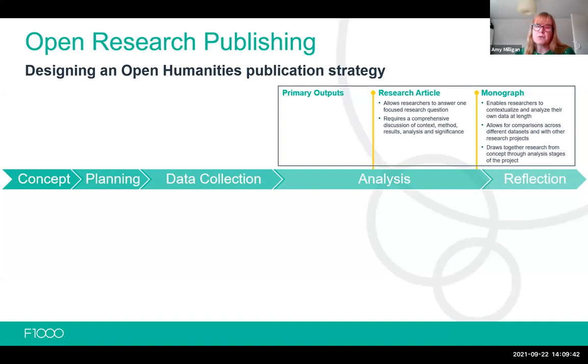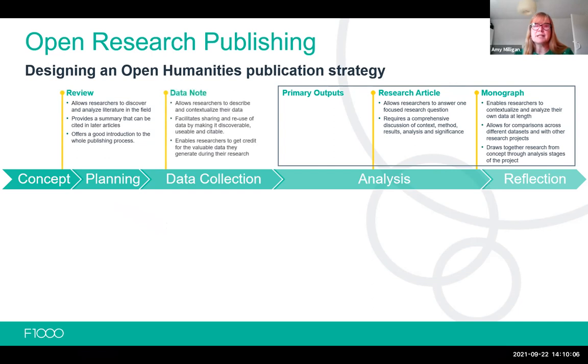The primary outputs for this research project are probably going to include a monograph, and our researcher might also choose to publish a research article in addition or instead, depending on the scope of her studies. Even before that, though, she might consider writing a review, a book review, a survey of literature, or an analysis of data sets, like surveys available on her subject.